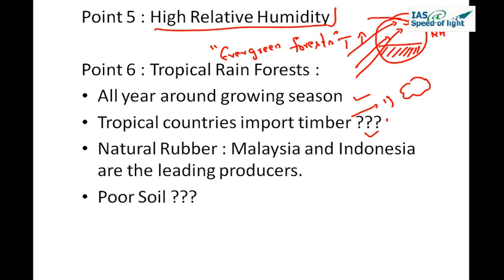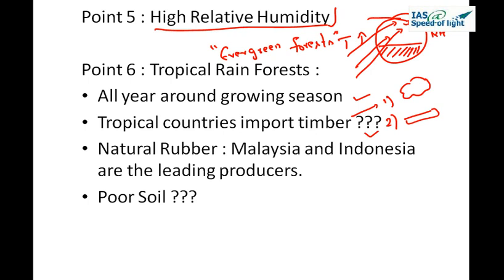And the second point is, these hardwoods, okay, this timber, it doesn't float on rivers. So what happens is, if it doesn't flow in rivers, transportation becomes really difficult. So that is how the tropical countries, in spite of having great potential for these forest timber, they actually are the net importers of timber.